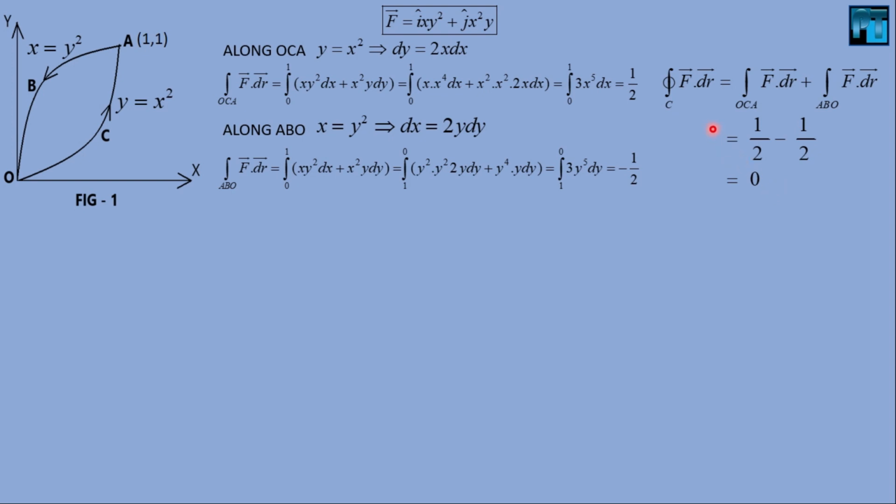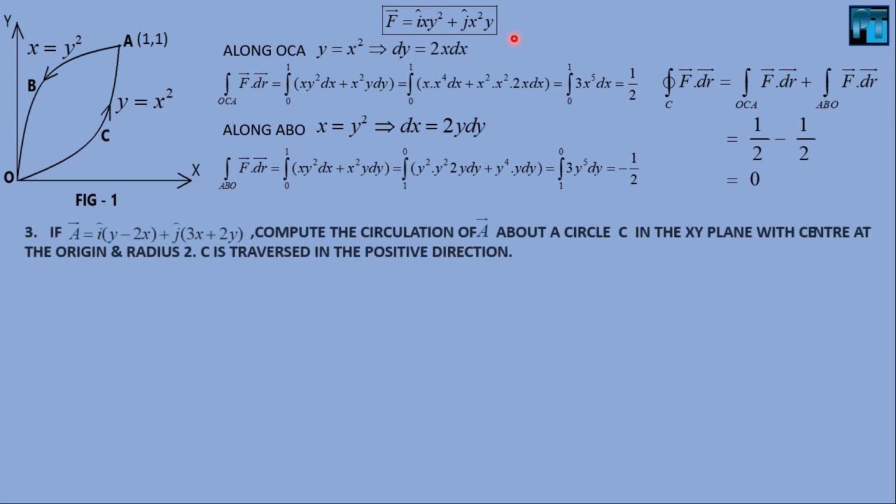Very easy. Since this is 0, F is a conservative vector, so del cross F equals 0. So this F has not done any type of work and energy is conserved here. Now you can check for yourself the del cross F value. F is given here: i cap xy square plus j cap x square y, and you can easily check the value of del cross F. So that's also homework for you. Now let's move on to our third question.